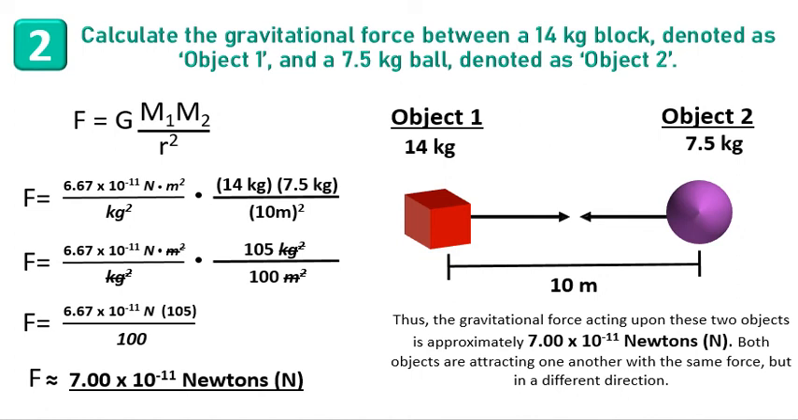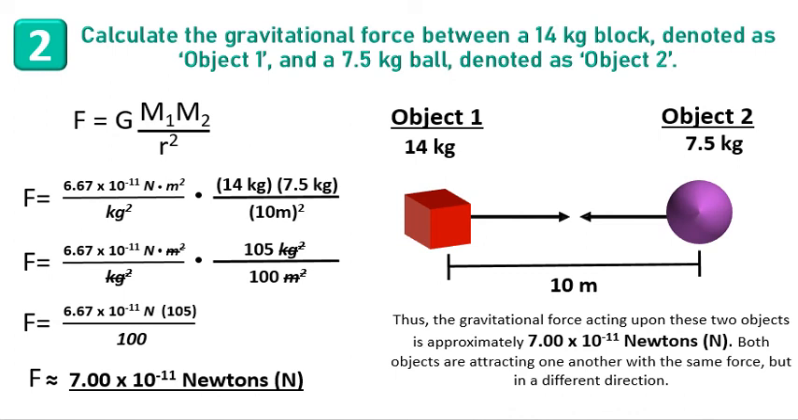So first, let's write out the ratio for the universal gravitational constant as 6.67 times 10 to the minus 11 newtons times meter squared divided by kilogram squared. Now let's plug 14 kilograms as mass 1, 7.5 kilograms as mass 2, and 10 meters as r. To simplify this, we will multiply 14 kilograms by 7.5 kilograms to get 105 kilograms squared, and 10 meters by 10 meters to get 100 meters squared.